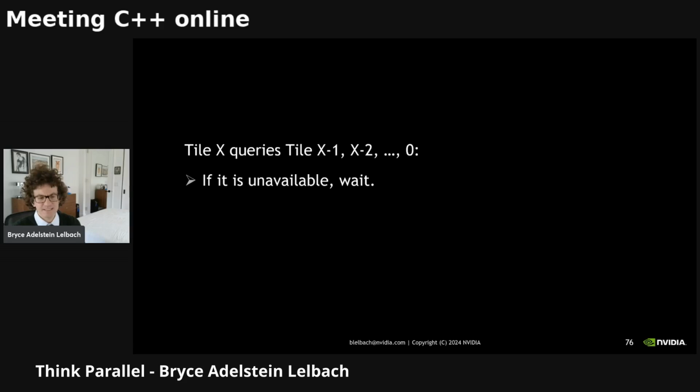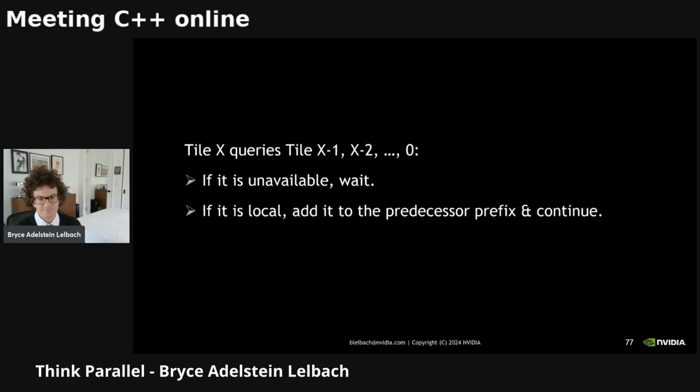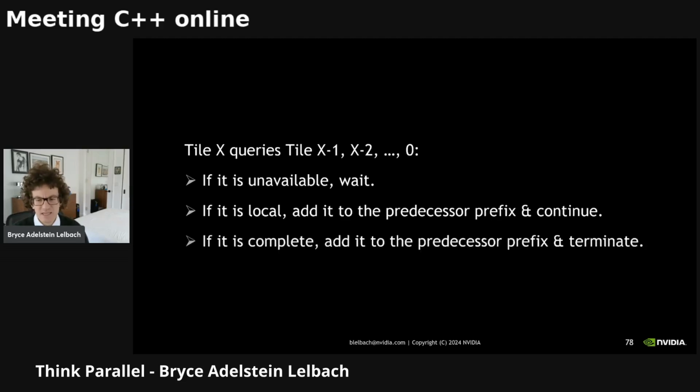For each preceding tile, if its state is unavailable, then we wait. If its state is local, then we add its local prefix to the predecessor prefix and we continue searching. If its state is complete, then we add its complete prefix to the predecessor. And once we encounter a complete prefix, we can stop because a complete prefix incorporates all information from the start of the range up into the current position.